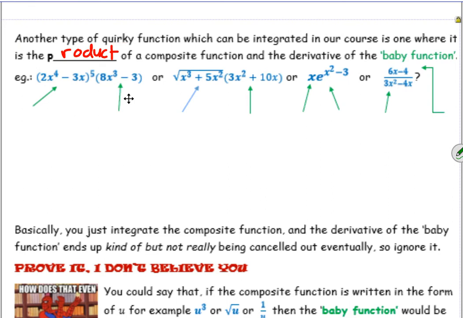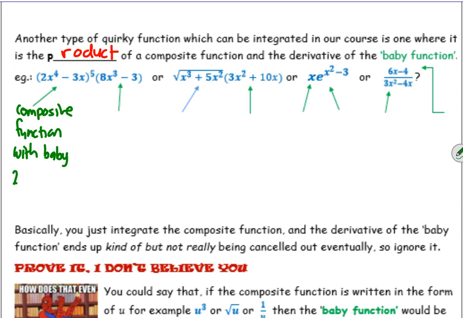So what am I meaning by this? Just pointing out that that's a composite function with baby, or you can call it with u. You're going to have a mother function. Yeah, there is a mother function. The mother would be u to the 5, if you like. But I don't have much space, so that's enough.